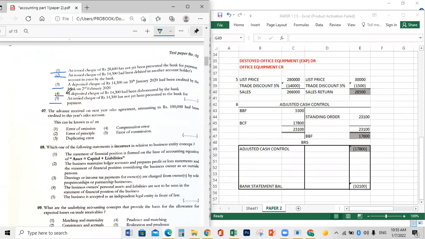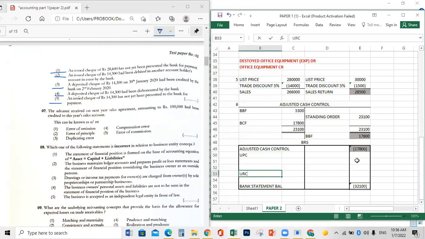Now see, first one, an issued check 28,600. Guys, when it comes to these questions, it takes a bit more time. You know why? All these 5 answers, you have to put in one by one and check what is the reason. So it might take a bit of time, so you should try to do it very quickly. There is an issued check 28,500 that has not yet been presented for payment. Then that would be an unpresented check. Let's put this unpresented check, add or minus?